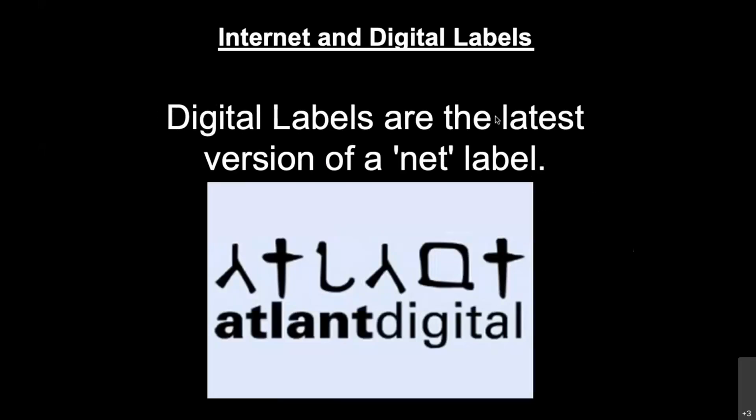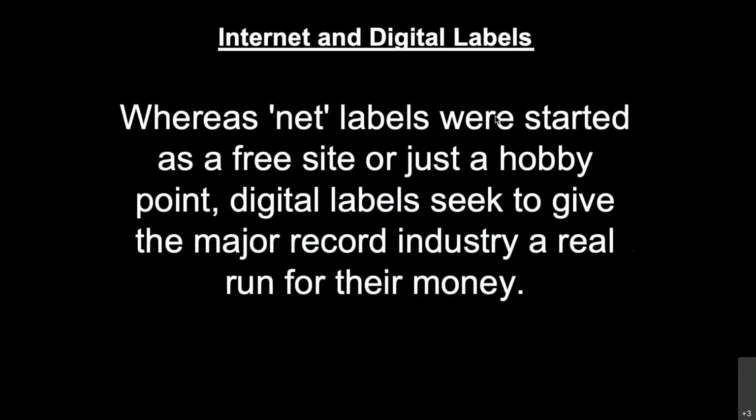So digital labels are the latest version of a net label, and there's all kinds of net labels out there. And this is where I'm hoping you guys are going to start thinking about doing your recordings, offering them online for downloads or streaming with companies like Spotify. Net labels were started as a free site or just as a hobby, where digital labels seek to give the major record industry a real run for their money.